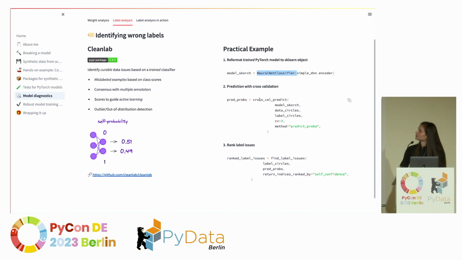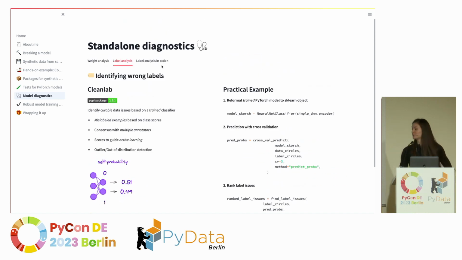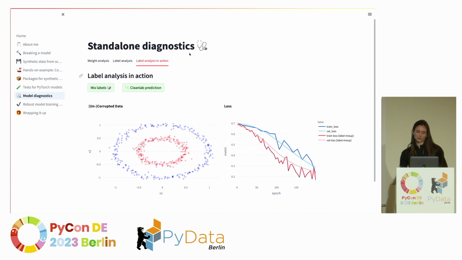Afterwards, I just have to run this function where I input my model, my training data consisting of the data and the labels, and then I say, okay, I want to have the predicted probabilities to guide the suggestions of which of my data examples are mislabeled. And then afterwards, I can have a ranked list of indices in my data set that are probably mislabeled. So this sounds very nice, but maybe let's see how it works in action.